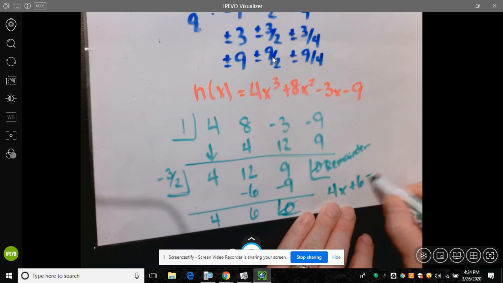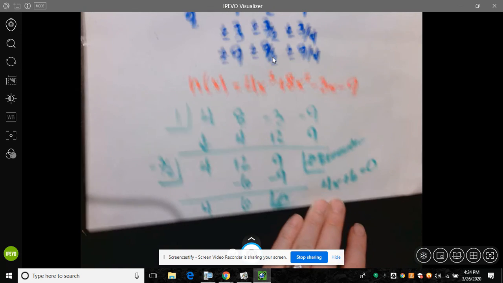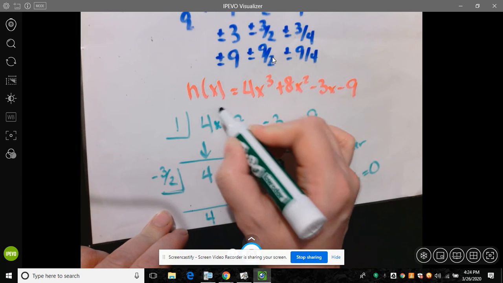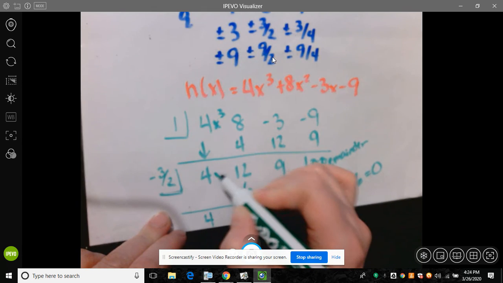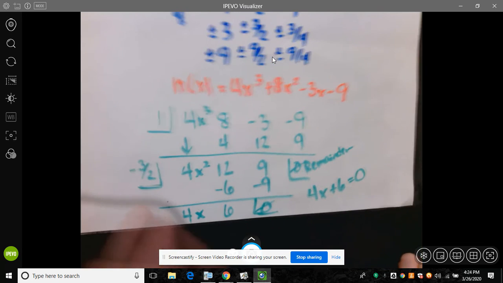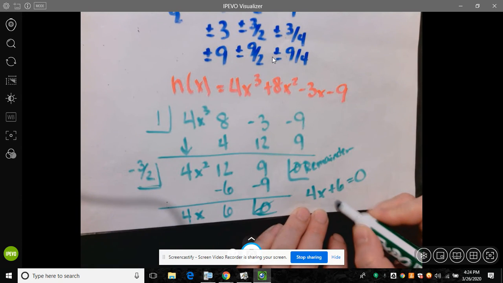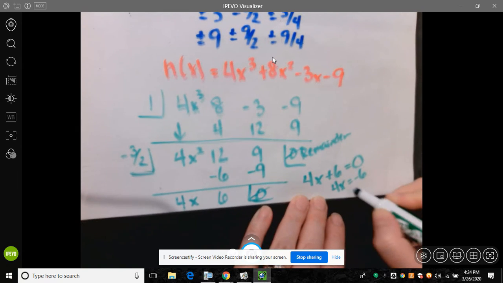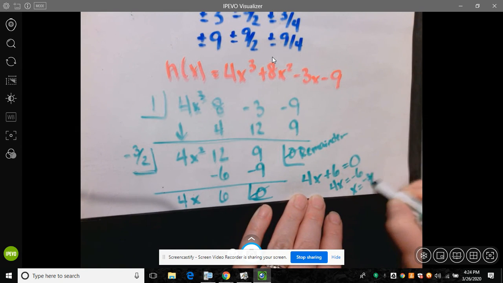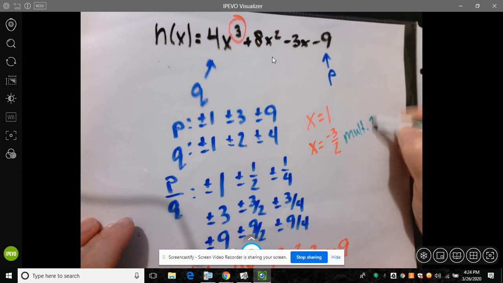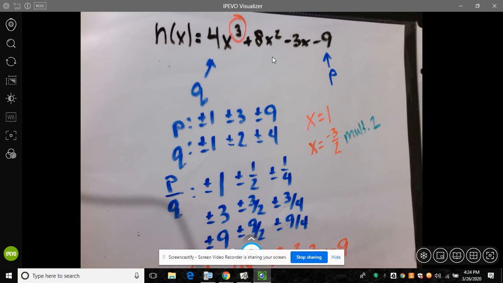That means I can find my third one by just setting that equal to 0. And the reason why that's just 4x is because, think about it this way. This was an x cubed, and I took one away. So then I have an x squared. I took another away. Now I'm down to x. So if I solve this out, I'll end up with 4x equals negative 6. And if I divide by 4, x equals negative 3/2. So coming back up here, this one actually has a multiplicity of 2. That means it happens twice.